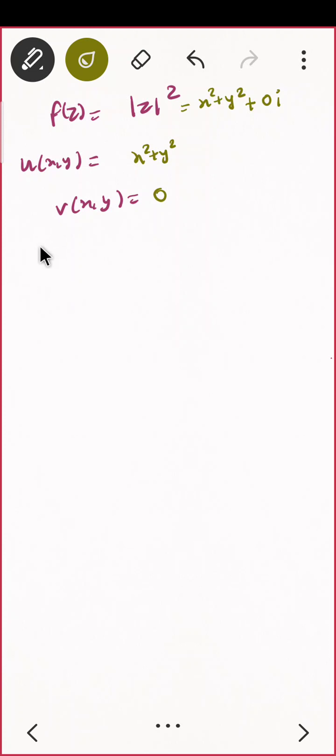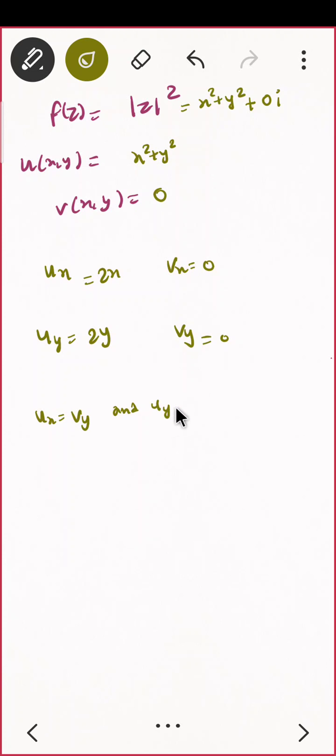What is the CR equation? First find ux, uy, vx, vy. What is ux? It is 2x, and uy is 2y, correct? And these are 0, 0. Okay, does this satisfy the CR equation? No. And when will this satisfy? What is the CR equation? ux equal to vy and uy equal to minus vx.